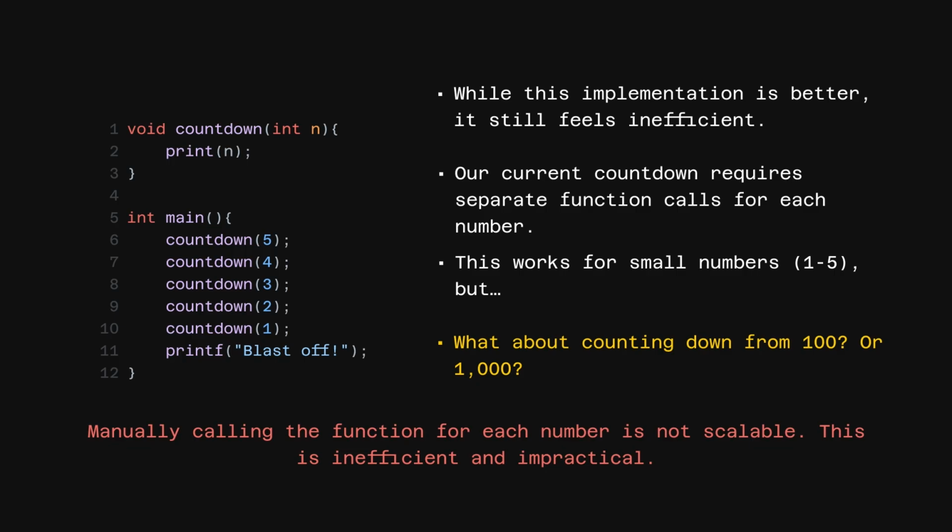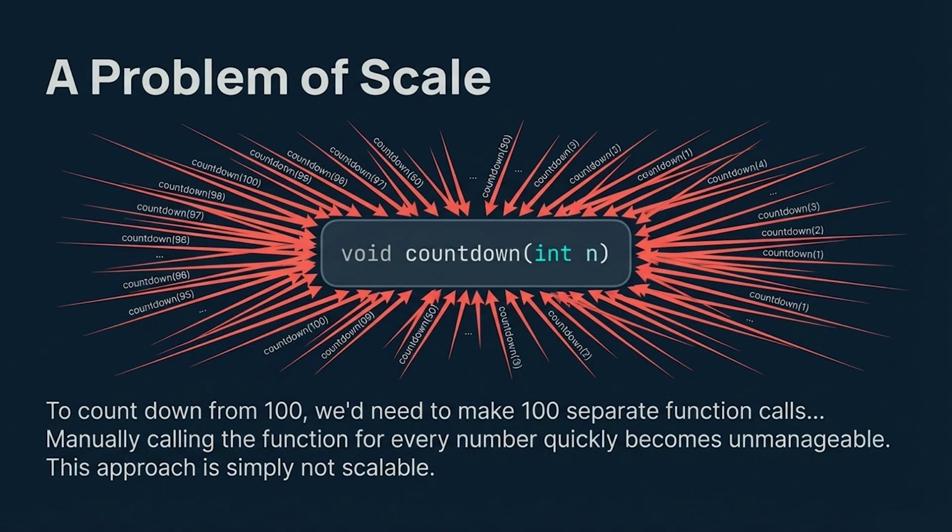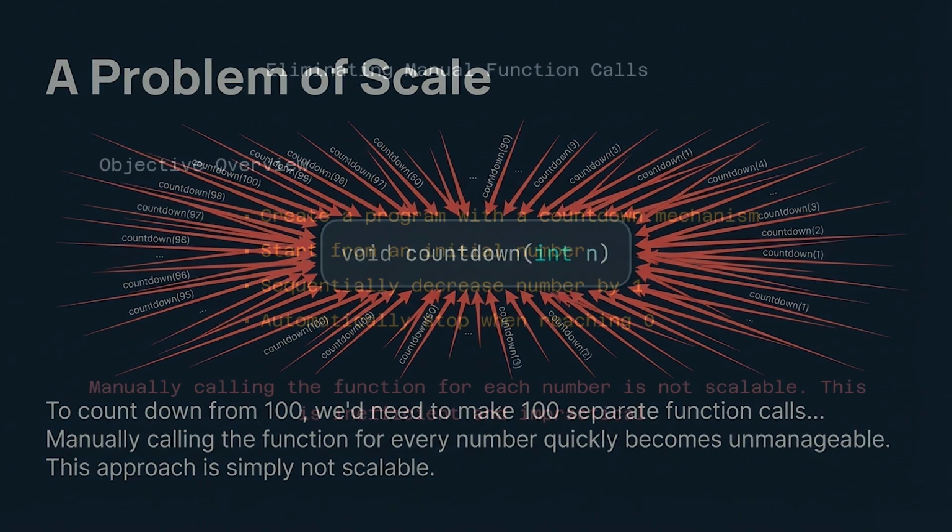the sequence. This approach works for small numbers like 1 through 5, but what happens when we want to count down from 100 or maybe 1000? Calling the function for every number quickly becomes unmanageable. This approach is simply not scalable, efficient, or practical.